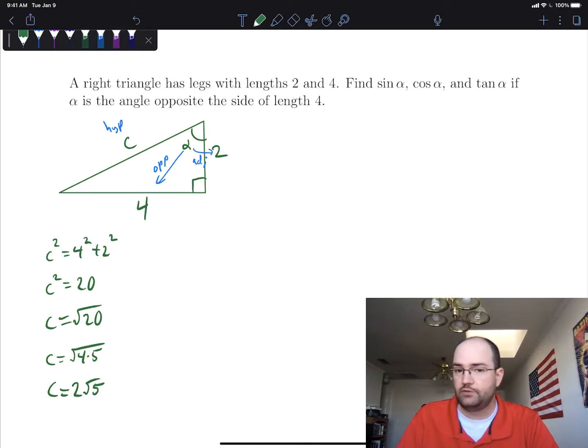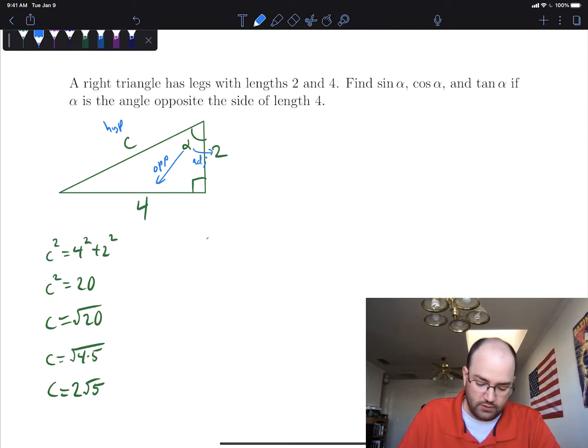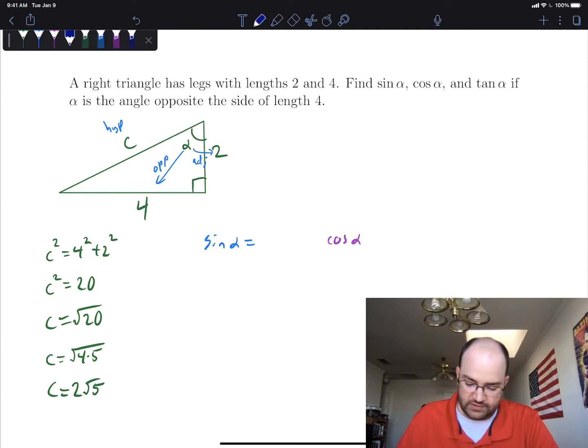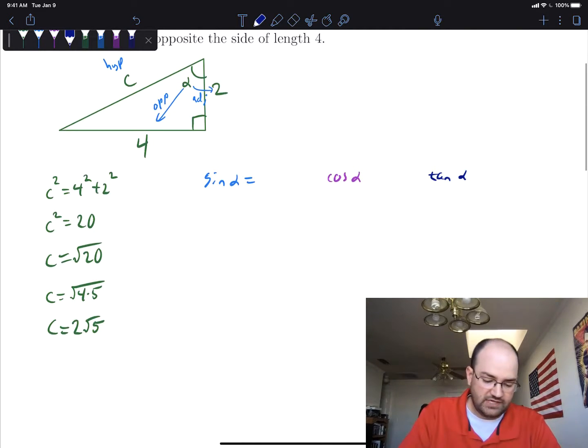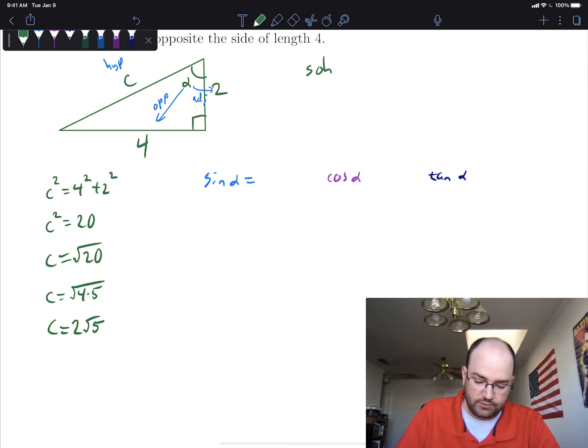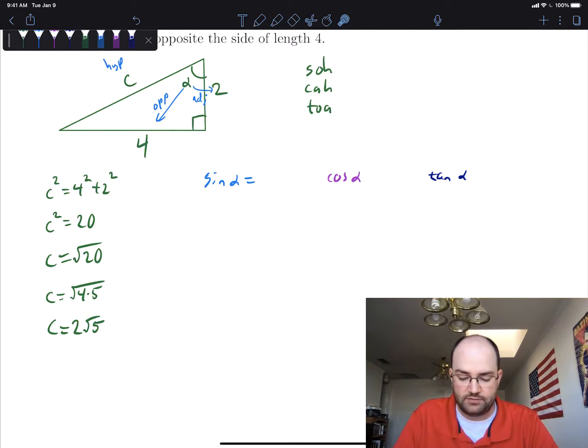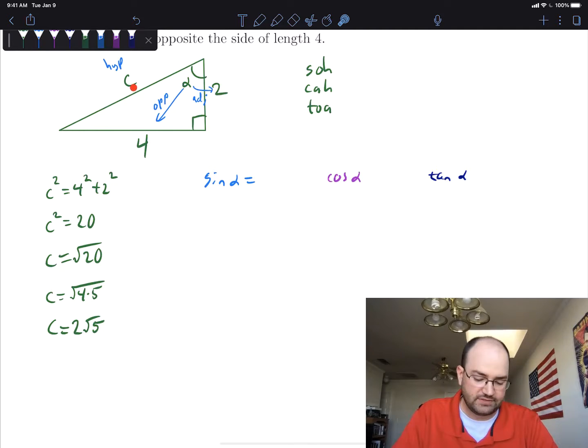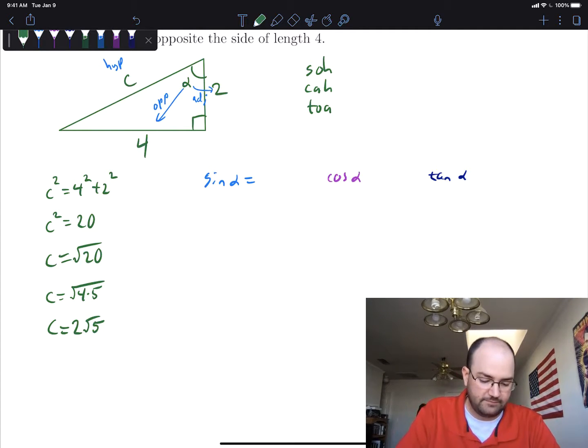Alrighty, now that we know this, we can figure out what is sine alpha, what is cosine alpha, and what is tangent alpha. Now to do this, we have to remember SOH CAH TOA: opposite over hypotenuse, adjacent over hypotenuse, opposite over adjacent. So for the sine alpha, it's opposite over hypotenuse. Opposite is 4, hypotenuse is c, which is 2 square root of 5.